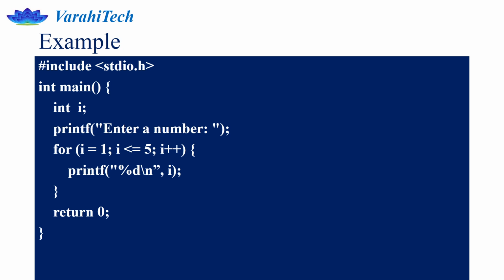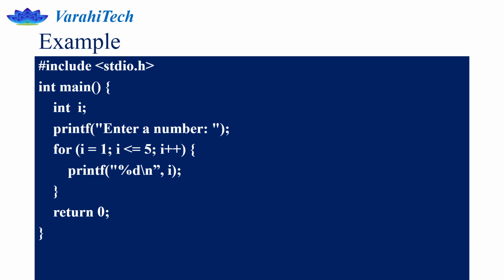The initialization expression i equal to 1 initializes the loop counter i with the value 1 before the loop starts. Then the condition i less than or equal to 5 specifies the condition for executing the loop. Then the increment expression i plus plus is executed after each iteration of the loop. It increments the value of i by 1.